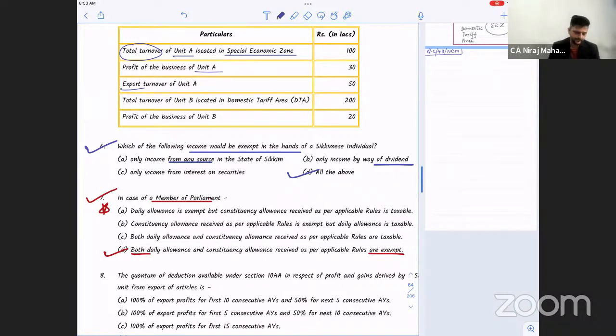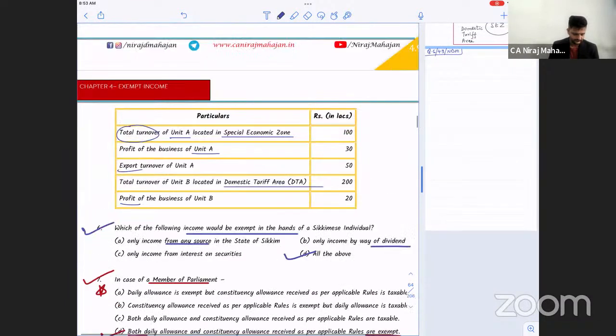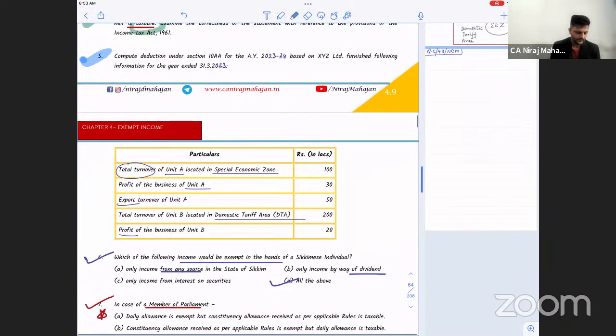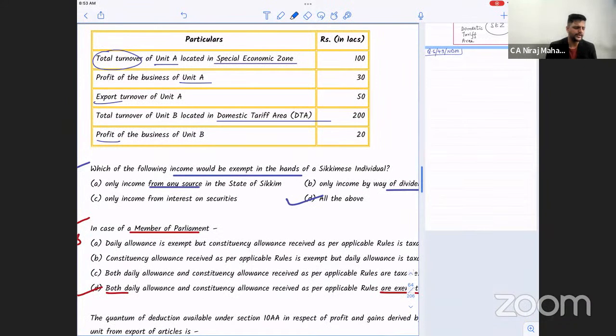Total turnover of unit B, which is in DTA, and profit from business of unit B. What are they saying? Compute deduction under section 10AA. Only that much they have asked you. For which unit can we take 10AA, A, B, or both? We can take 10AA only for unit A, that is the SEZ unit.